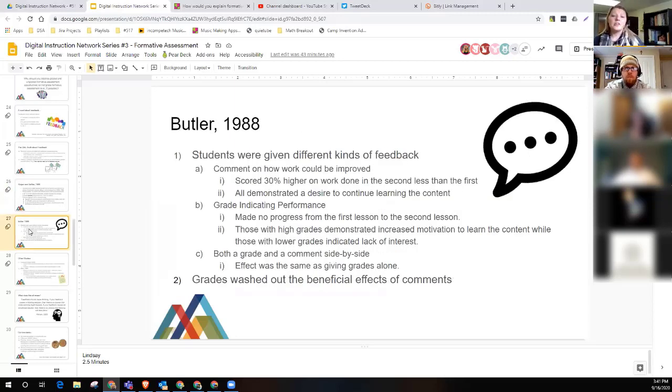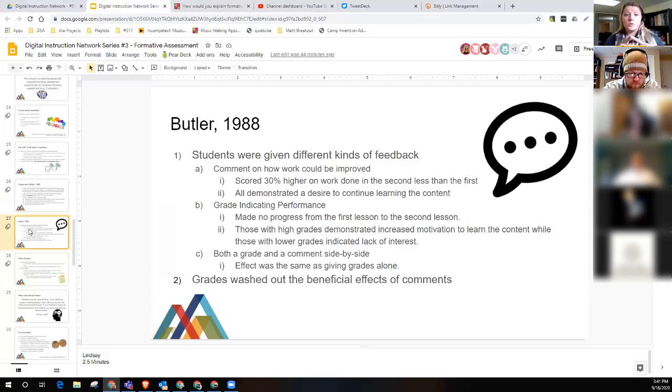So in an even earlier study done by Ruth Butler, she investigated feedback in 5th and 6th grade classrooms, and all students in the study were given 2 tasks. The first was a word construction task, and the second was a test of creative thinking. So all of the students took this test. 2 days later, their work was returned, and she broke the students up into 3 groups.